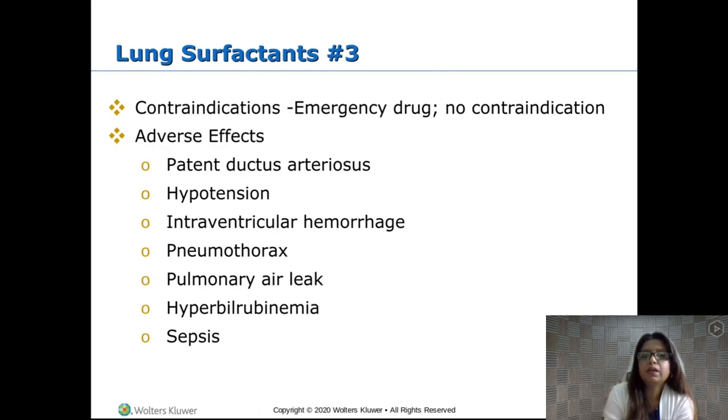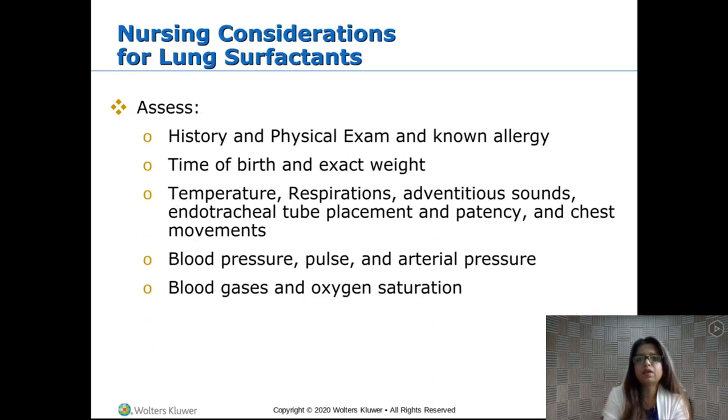Contraindication, not necessarily present, but adverse effects could be hypotension. It could cause some heart defects, such as patent ductus arteriosus, which is a heart defect in children. Then intraventricular hemorrhage, pneumothorax, which is air in the lungs, pulmonary air leak, hyperbilirubinemia, an increased amount of yellow pigmentation under the skin causing jaundice, and sepsis, which is an infection. For all medications, we check for history and physical, we check for allergies, vital signs, and what the baseline condition is.